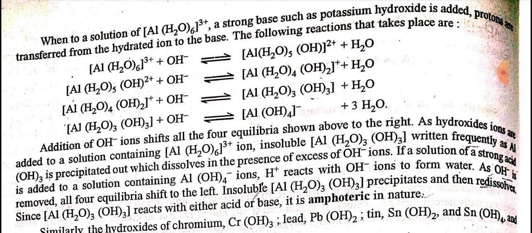If a solution of strong acid is added to a solution containing [Al(OH)4]-, H+ reacts with hydroxyl ions to form water. As OH- is removed, all the four equilibria shift to the left. Insoluble [Al(H2O)3(OH)3] precipitates and then redissolves. Since [Al(H2O)3(OH)3] reacts with acids or bases, it is amphoteric in nature. Similarly, hydroxides of chromium, lead, tin, and zinc are all amphoteric.